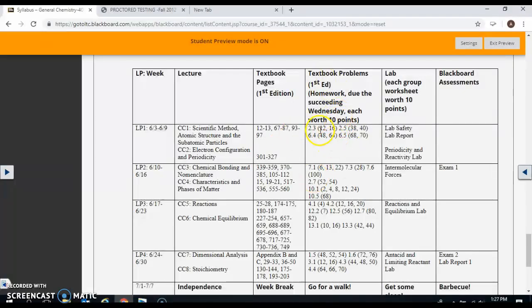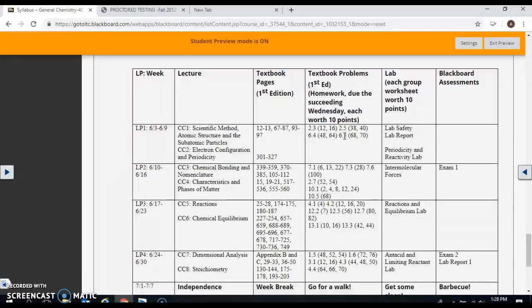Now, the textbook problems. Okay, so at the end of chapter 2, there's going to be assignments. You go to section 2.3 and you're going to answer questions 12 and 16. In the back of chapter 2, there should be a section 2.5. You can answer 38 to 40. Okay, so on and so forth. FYI, folks, this is due the next week, Wednesday, at the start of lecture, which is 11 a.m.